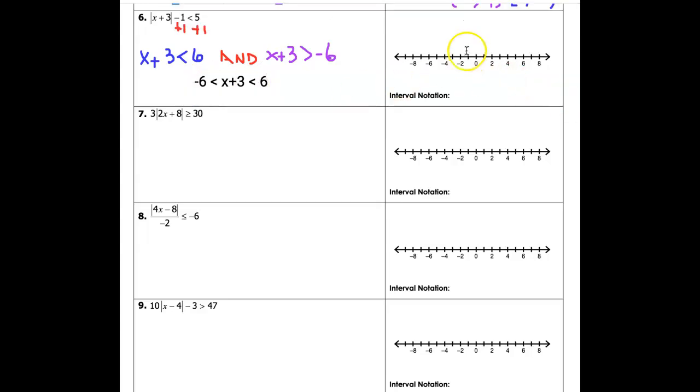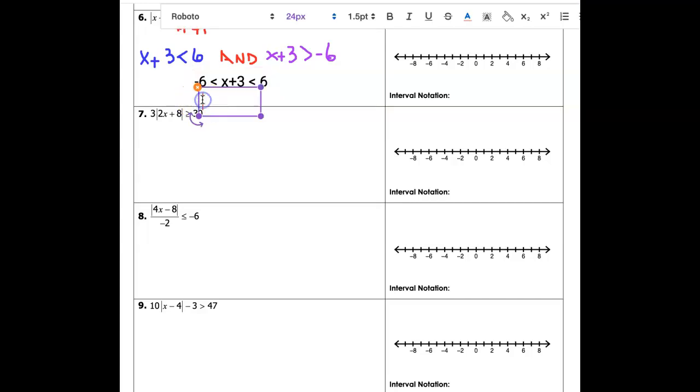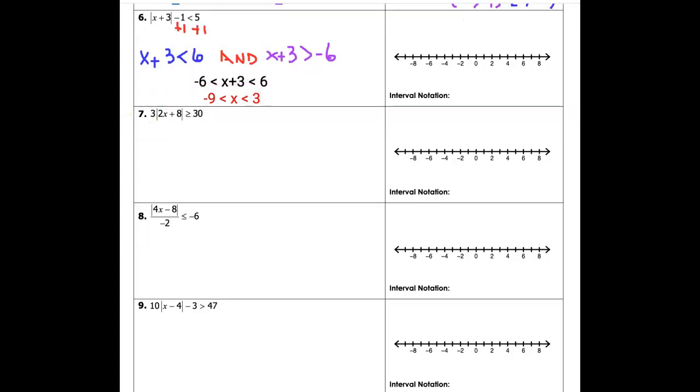And so now when I solve it, instead of adding 3 here and 3 here, I can just subtract 3 from the middle and the left and the right. Doesn't really matter, you'll get the same answer either way. So when I subtract 3 here, I get negative 9 is less than x, which is less than, and then 6 minus 3 will give me 3. So this is my and inequality.